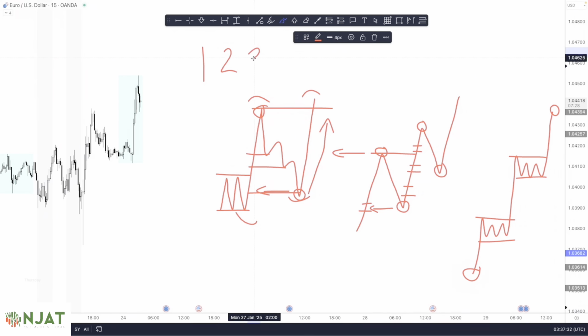And number three, this is where we're going to be applying our entry strategies that you can learn inside NJT at these points of mitigation to play those biggest moves in the market, which is always the continuation phases.